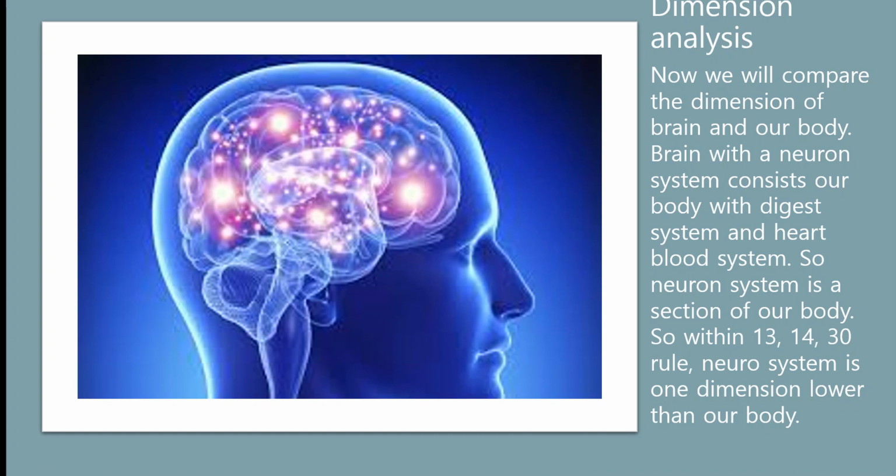Now we will compare the dimension of brain and our body. The brain is a neuron system consisting of our body with digestive system and heart blood system. So the neuron system is a section of our body. The region 13, 14, 30 rule. The neural system is one dimension lower than our body.